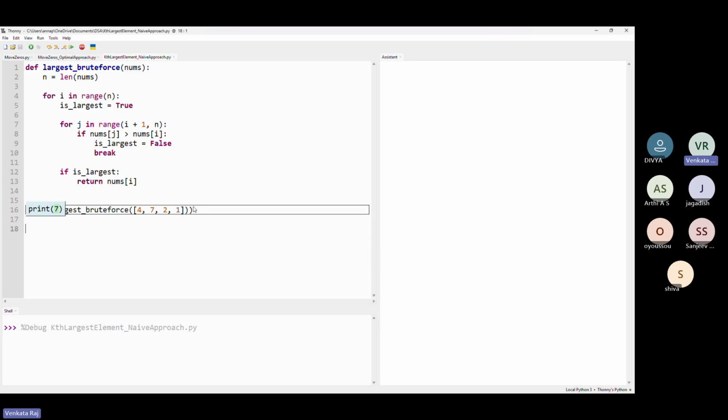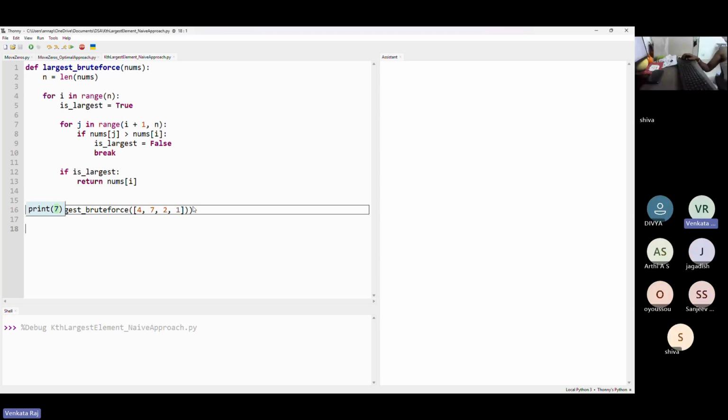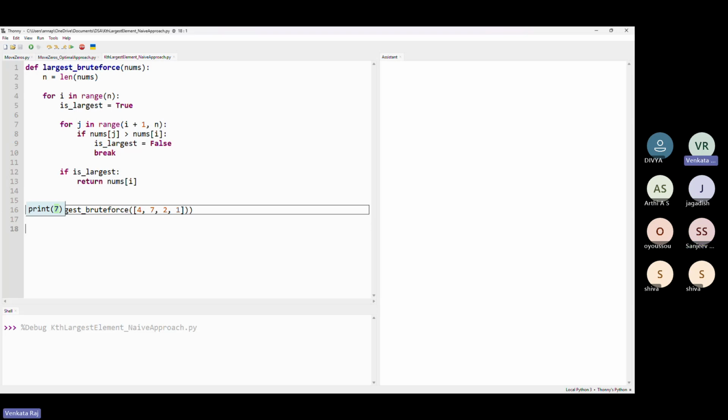But now what is the problem with this approach? Ignore duplicates. Even if your input array does not have duplicates and you're asked to find the first largest element, what is the problem with this approach? Time complexity. Okay, what is the time complexity here? O of n square. The time complexity for one for loop is O of n. When you have a nested for loop, then it is O of n square.